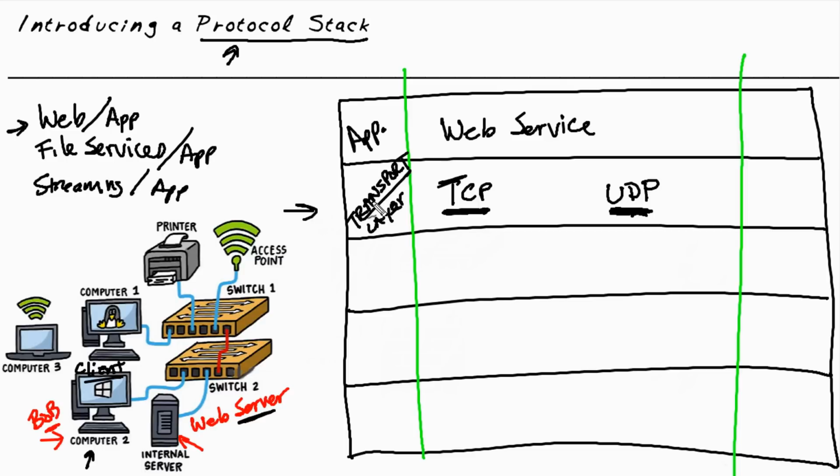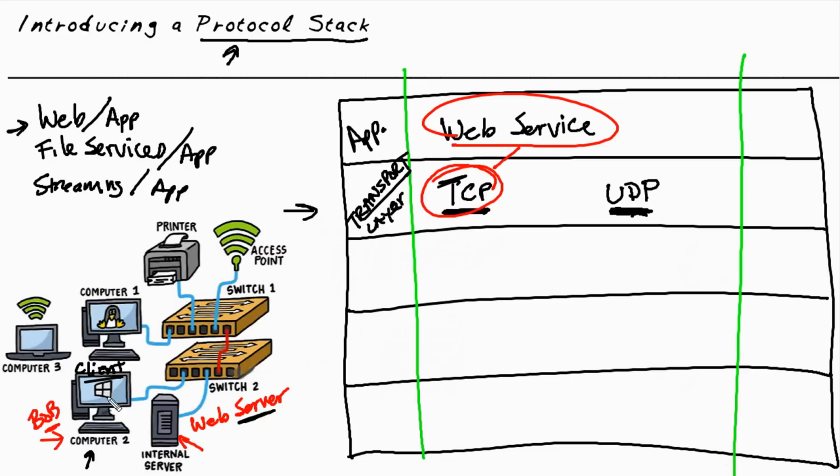Now, the good news is that once we have an application layer service like web services that we're asking for, those application layer services are written to use a specific transport layer protocol. So for web services, they're using TCP at the transport layer. In this example, UDP wouldn't be used. The web service is going to use TCP for reliable communications.